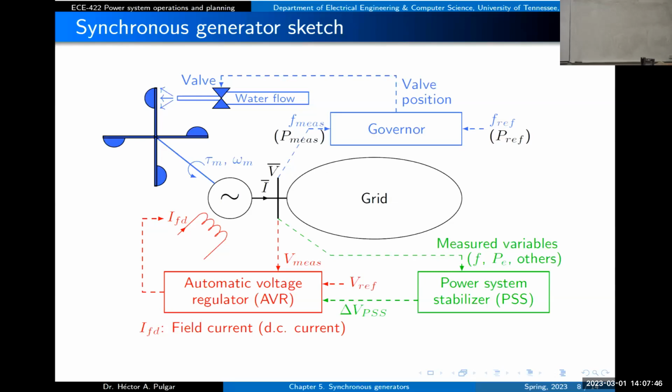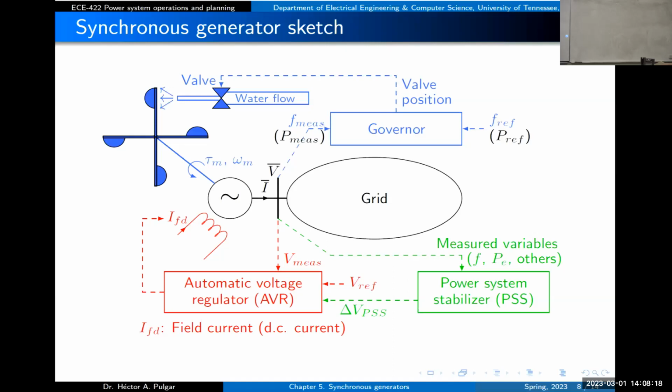Let's say you have an oscillation and the machine is speeding up. Then you might be interested in generating more power, because that will reduce that increase in the speed, right? And the opposite: if the frequency is going down, you might be tempted to reduce the generated power, because that might increase the speed. So somehow you need to modulate whatever power is coming out of the generator.